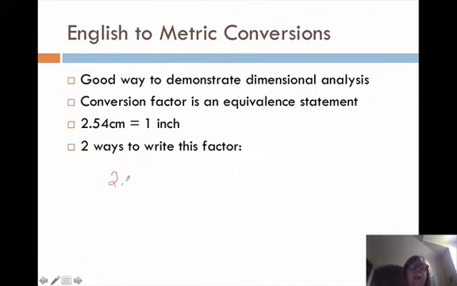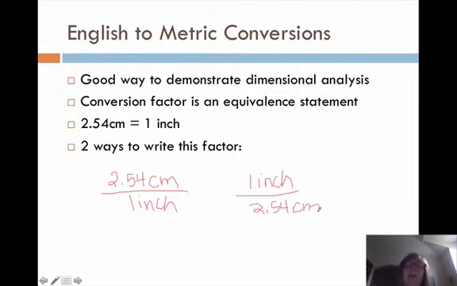There are 2.54 centimeters in an inch. So that 2.54 always goes with the unit centimeters, and the 1 always goes with an inch. And we can write 2.54 centimeters in 1 inch, or we could write that 1 inch is equal to 2.54 centimeters. What's important is that the 2.54 goes with the centimeters and the 1 goes with the inch. You could have flipped them, and which one you use solving a problem depends on if you're converting from centimeters to inches or inches to centimeters. Notice whatever is in the numerator should mean the exact same thing as what's in the denominator. That's what we mean by an equivalence statement.